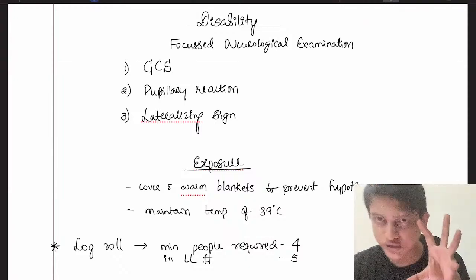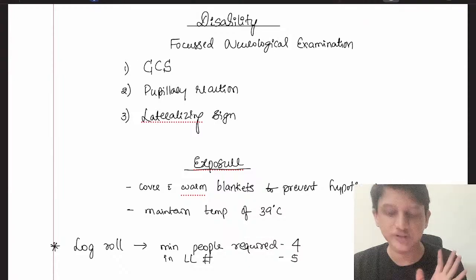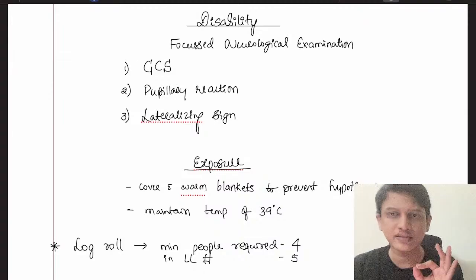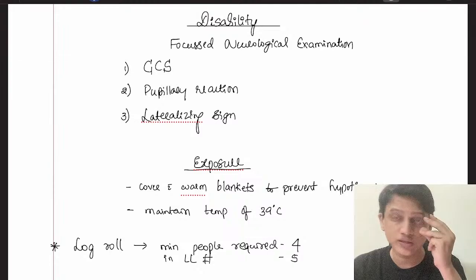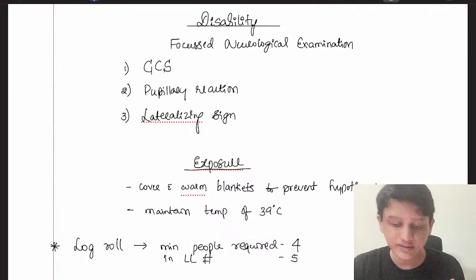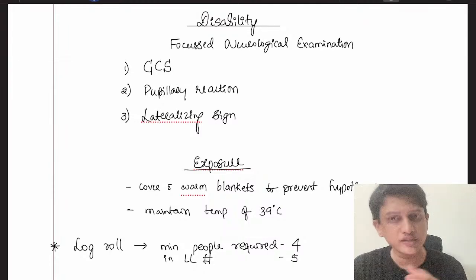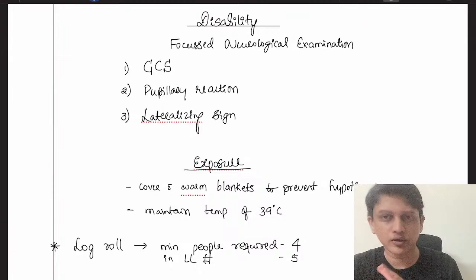It's called pupillary reaction. Whether it's normal or not, you check for that. Then there are some classical signs called lateralizing signs. Whichever side is bleeding, it will show. You can see it in the eyes only. We'll discuss that later. So these three things you check in the primary survey. If it is there, you have to intervene later. Or if it's not there, you can proceed to the last step, E.